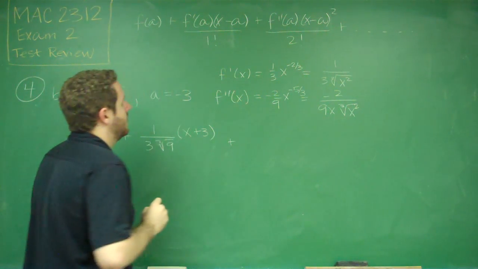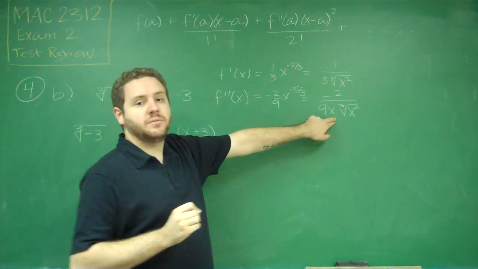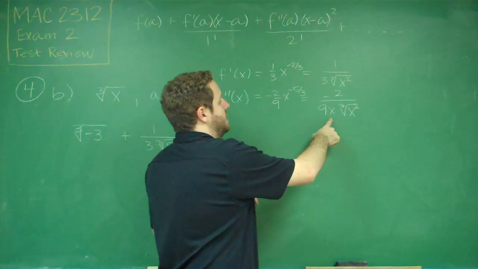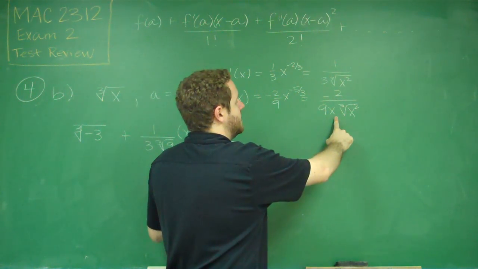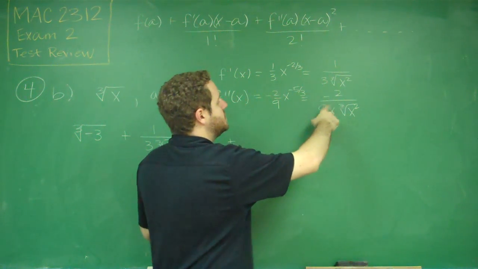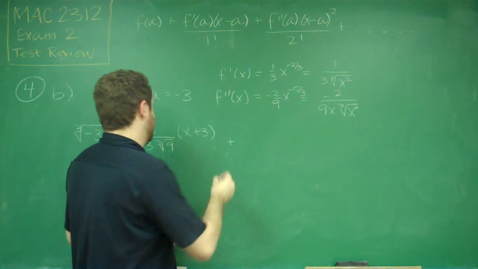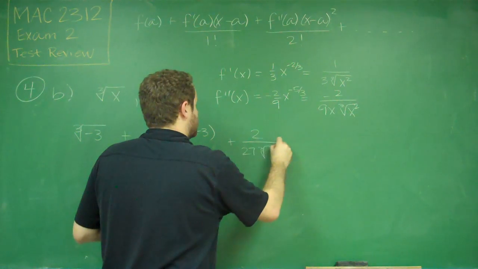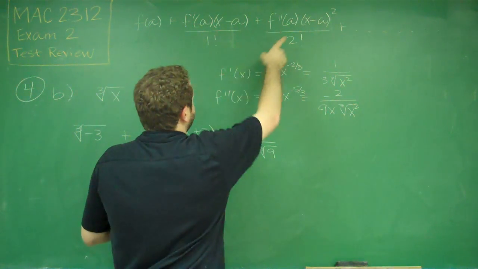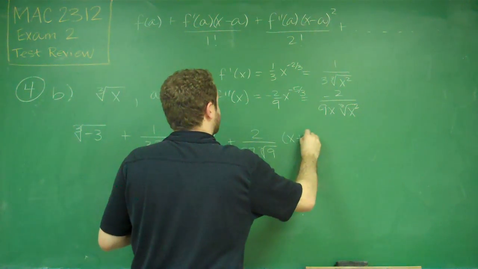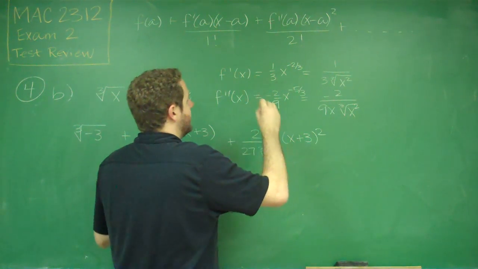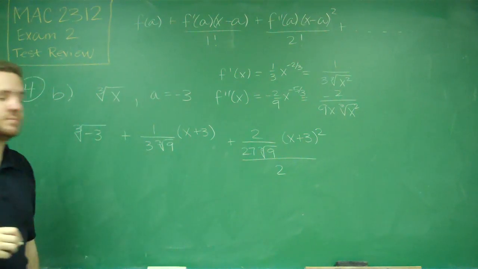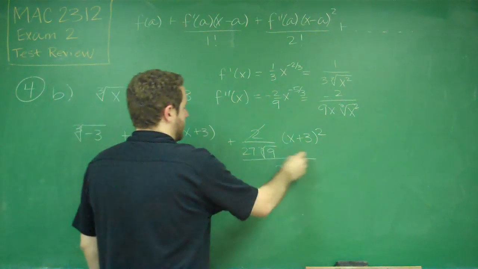Alright, and the third term, here's our second derivative. We're going to plug in -3 to that. When you plug in -3 here, you're going to get -27 cube root of 9, so -2/-27, the negatives can cancel out. So we're going to get 2/27 cube root of 9, x plus 3 squared, and we'd have to divide that by 2 because we have a 2 factorial, which just means that these are going to cancel out.